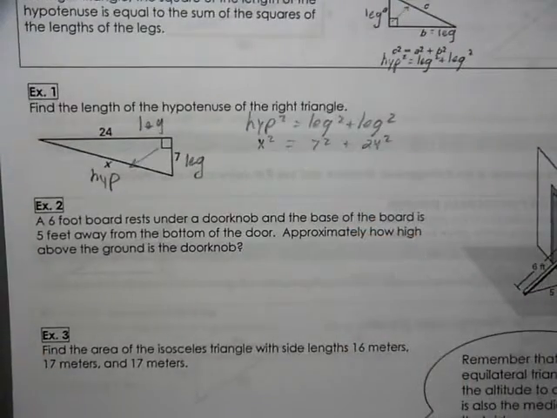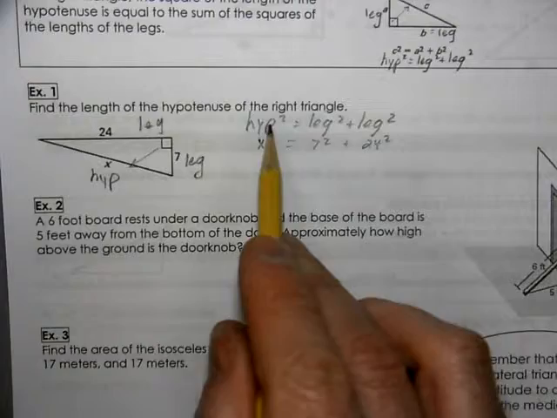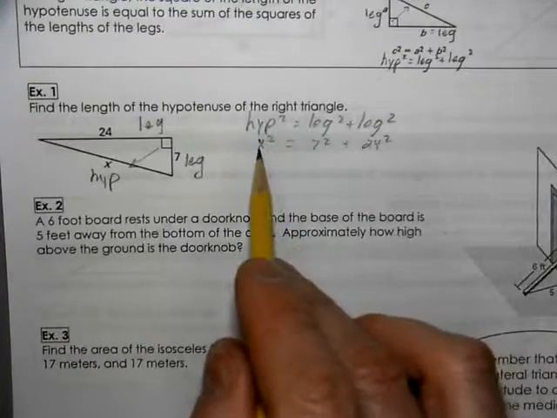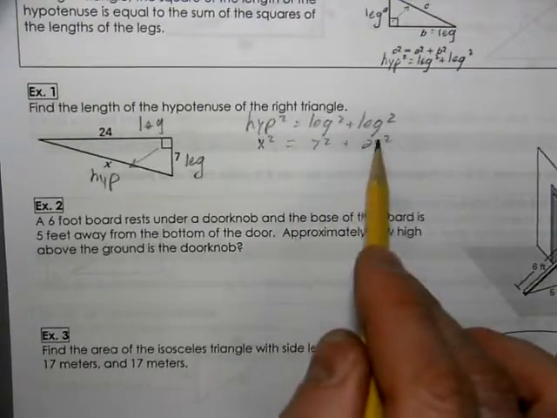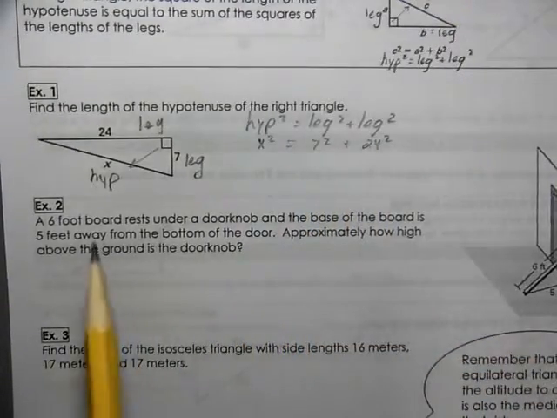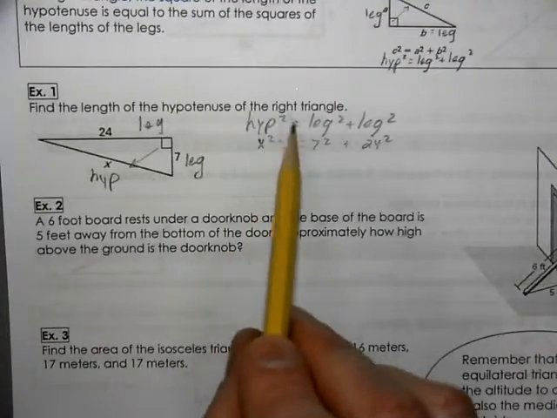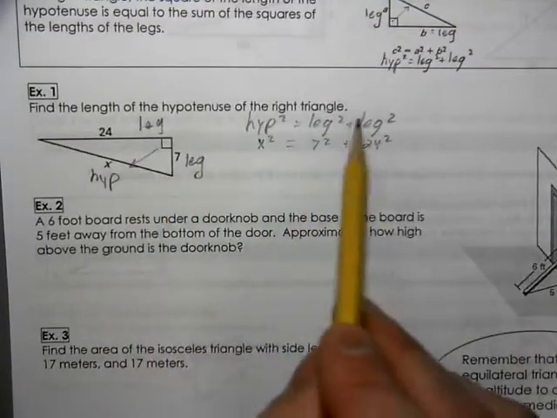Now do notice that the unknown does not always go alone on the side of the equal sign. Sometimes the unknown will be added to another square and you have to solve for it by subtracting. You need to put them in the order of hypotenuse squared equals leg squared plus leg squared. It doesn't matter which leg goes in that spot.